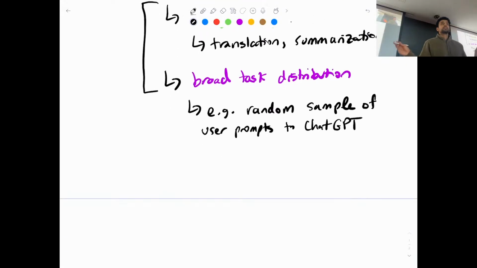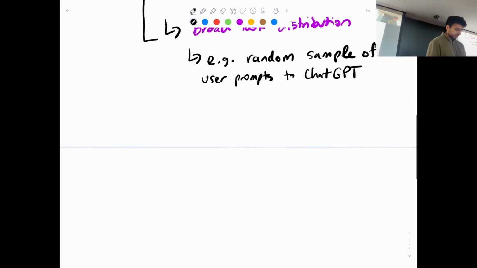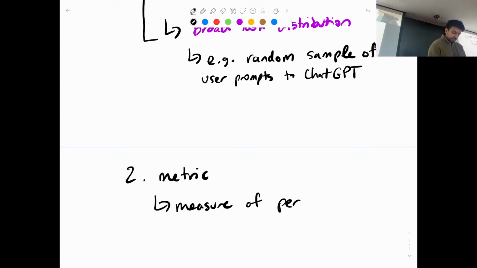In all cases, though, you need some data, some prompts to put into your model, and you generate some responses. So the second thing you need when making a benchmark is a metric. This is very important. You need some way to measure the performance of the responses that your model generated, the performance or quality.